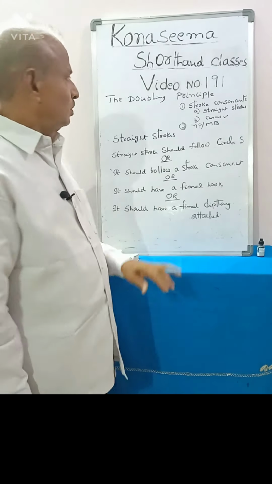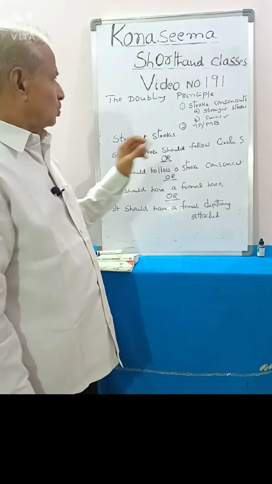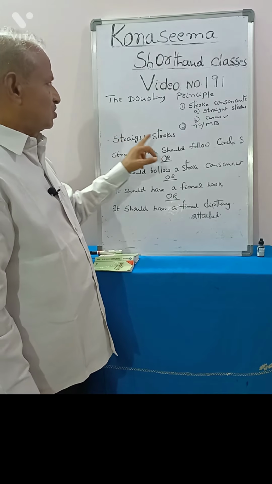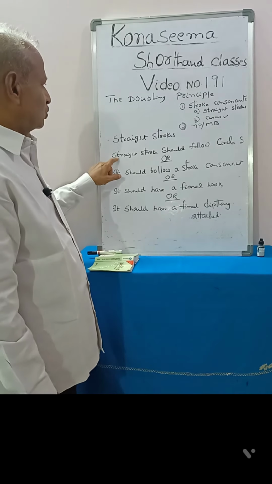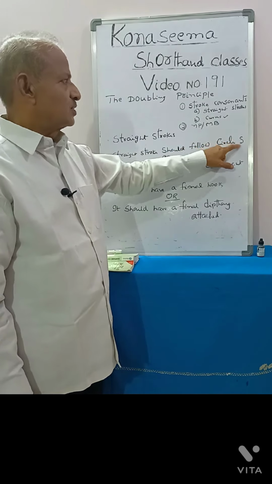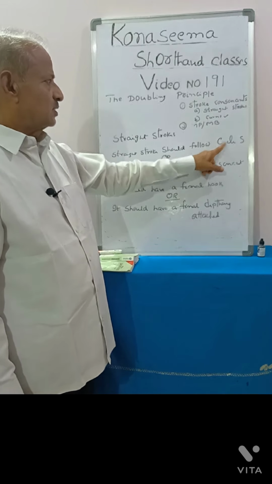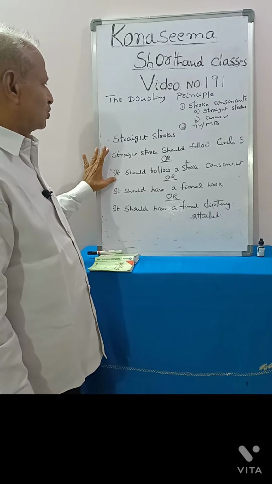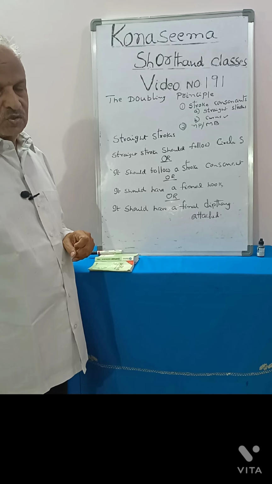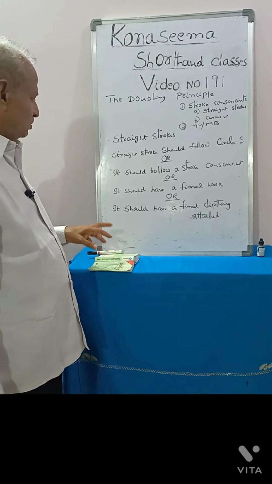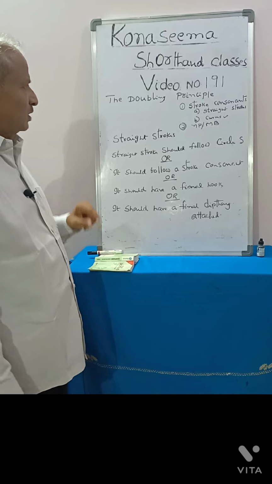Okay. Now about straight strokes. Doubling the straight strokes, there are 4 rules. One is that the straight stroke should follow a circle. Number 2, it should follow a stroke consonant. Either a circle or a stroke consonant, this straight stroke should follow. Number 3, it should have a final hook. The stroke consonant should have a final hook. And 4th, it should have a final diphthong attached. Let us learn about this.